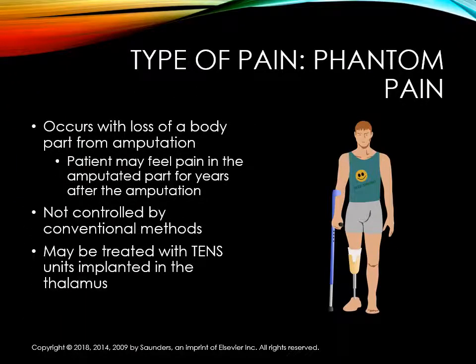Individuals who have undergone an amputation may experience phantom pain. Phantom pain occurs after the loss of a body part by amputation; the patient may feel pain in the amputated part for years after the amputation has occurred. If this cannot be controlled with conventional methods, the pain may be controlled by the use of TENS units being implanted into the thalamus.